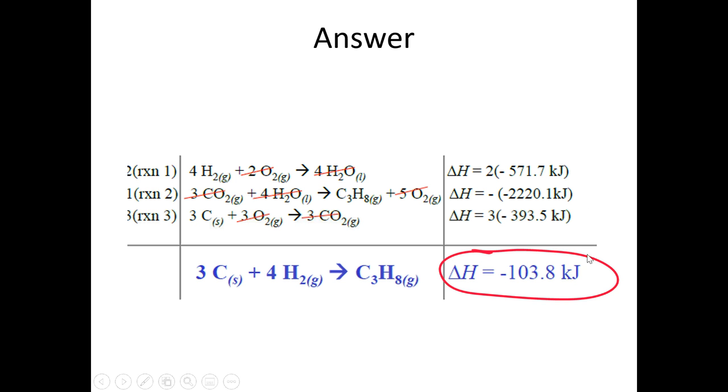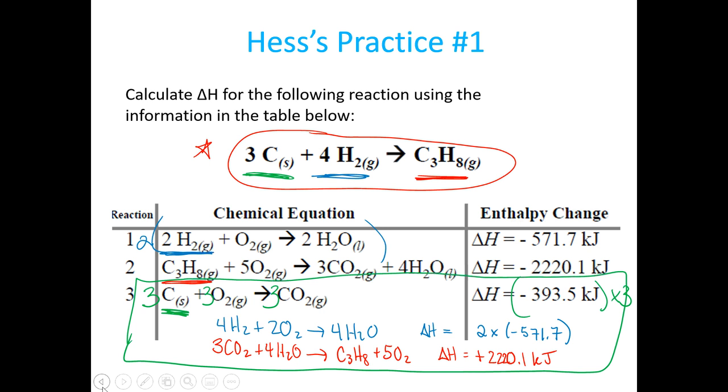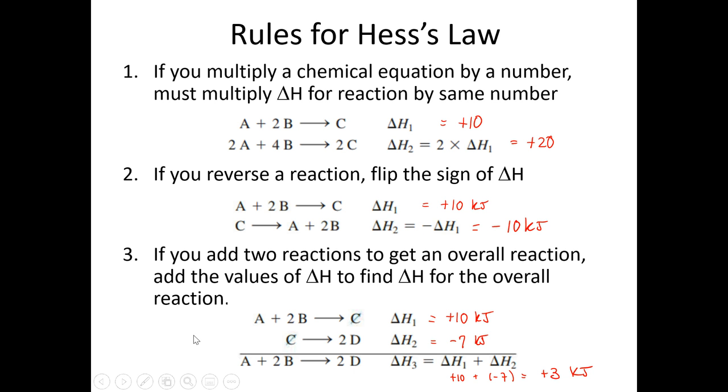Okay, so again, we applied all 3 principles here. If you change the coefficient, you multiply delta H by the same number. So we double these ones, so double delta H, triple these ones, triple delta H. If you reverse a reaction, you reverse the sign. So we applied that right here. And then when you add them up, you're going to get the delta H for the overall reaction. So we just applied all three of those principles that we were talking about right here. And that's how we do Hess's law.